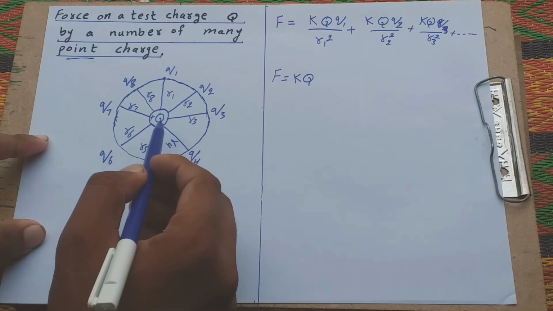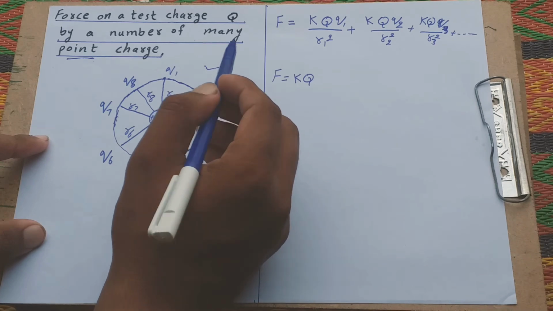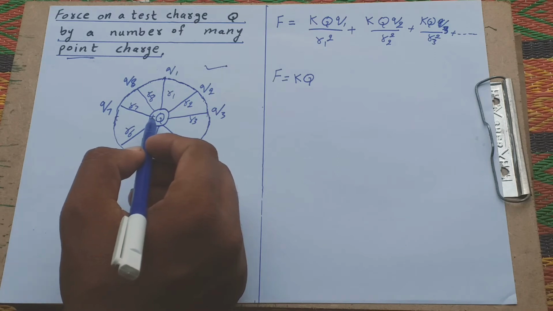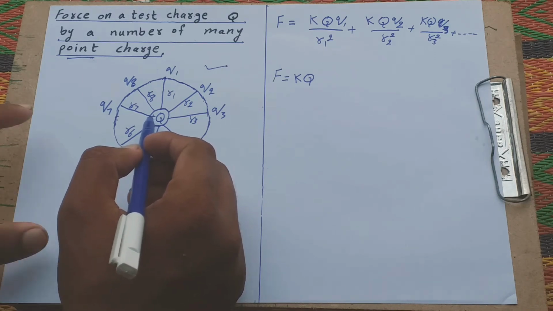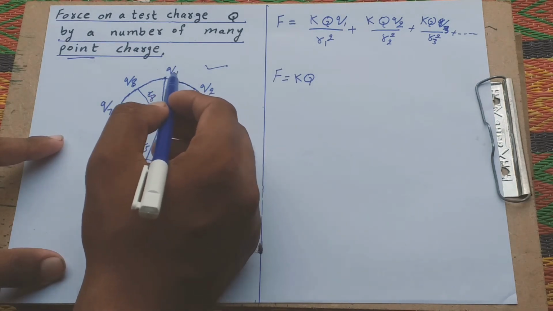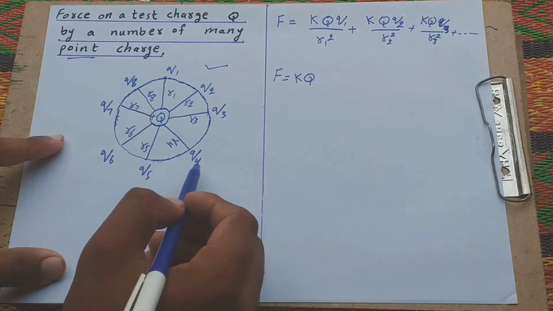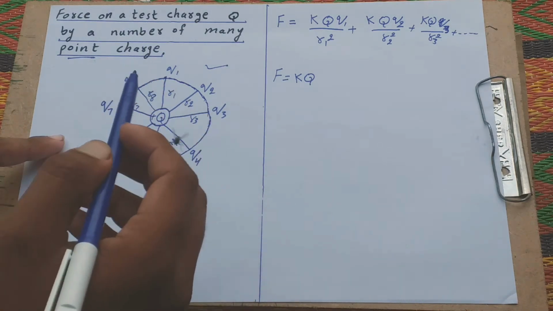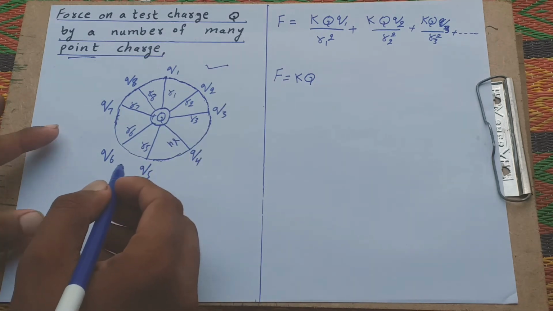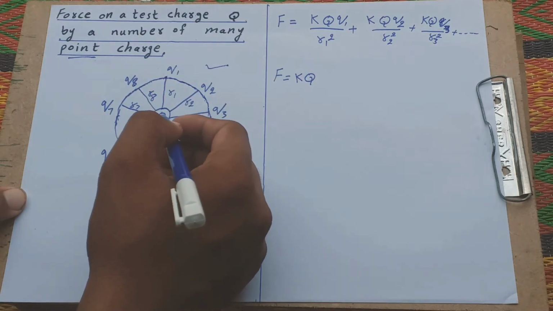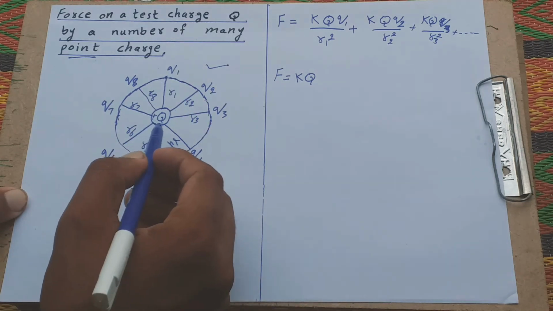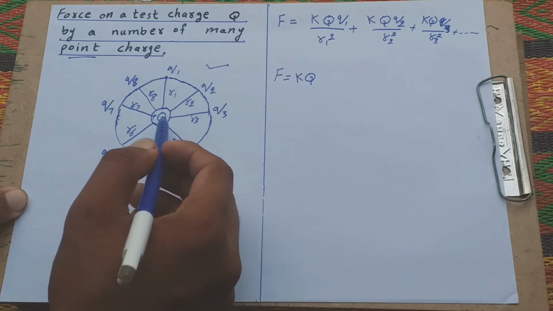For example, understand from this numerical: this is a test charge. We always take the test charge as positive, but the point charge, or source charge, may be positive or negative. Here we take the test charge as capital Q, and the point charges as q1, q2, q3, q4, and so on up to q8. We observe the force between them. First, we observe the force on the test charge Q due to q1.